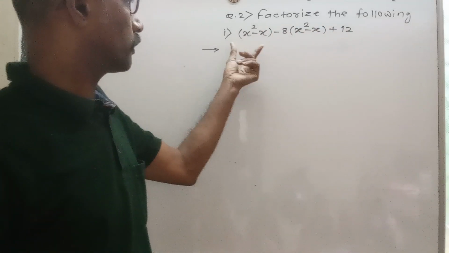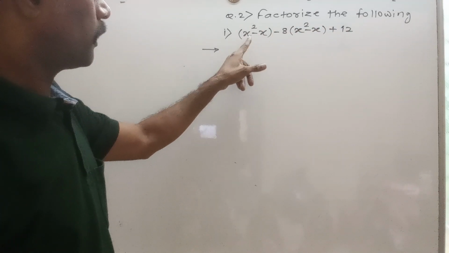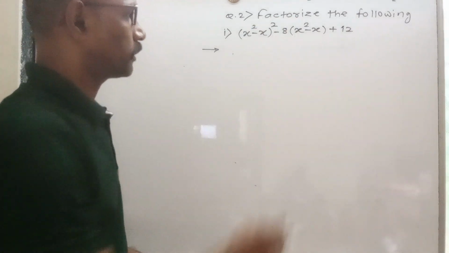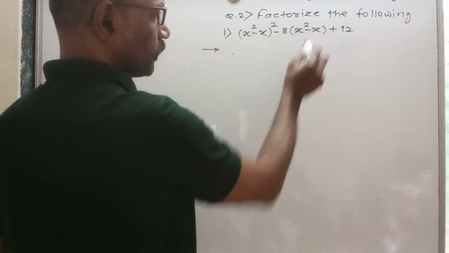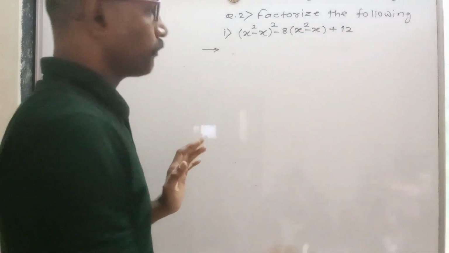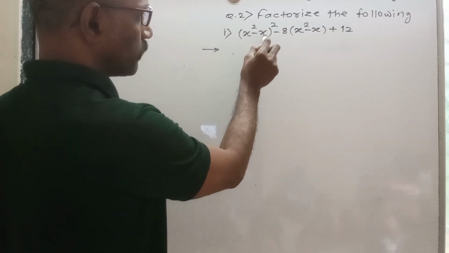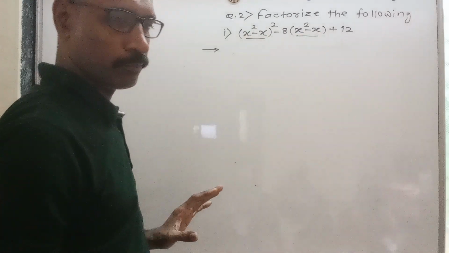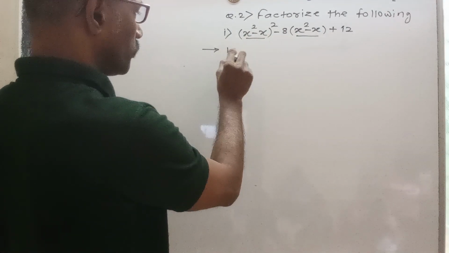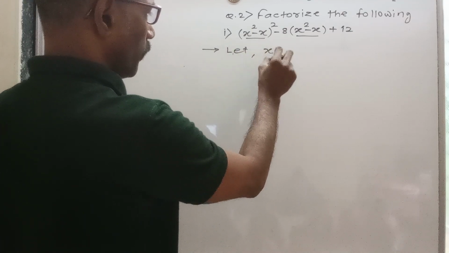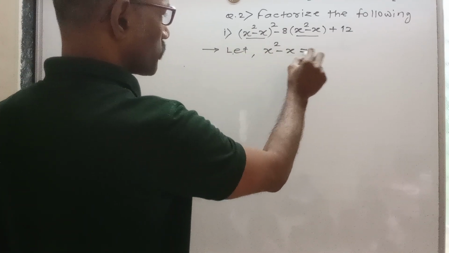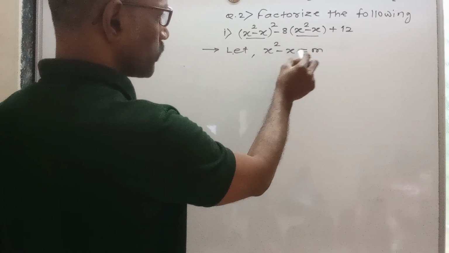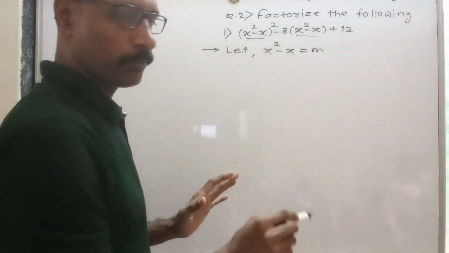Factorize the following. Example number 1: (x² − x)² − 18(x² − x) + 12. Now see, this x² − x and this x² − x, both are the same. Therefore we write here, let x² − x be equal to m. Now instead of this x² − x, we put here m.